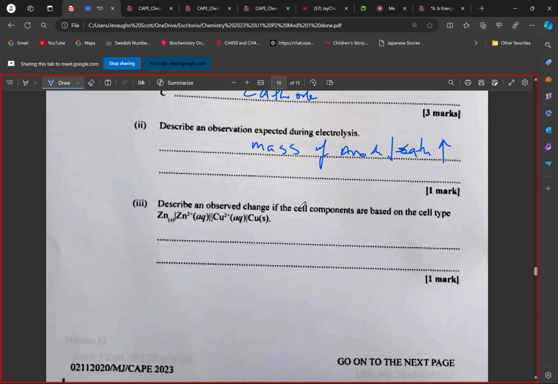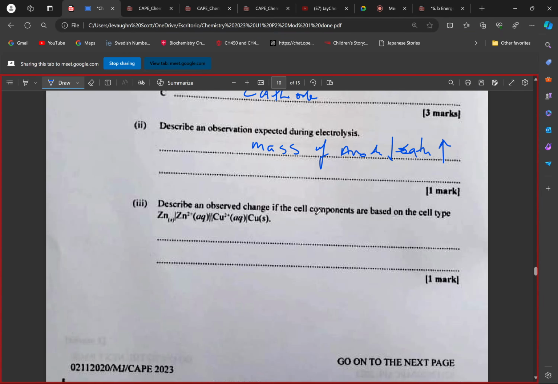Alright, describe an observed change, if the cell components are based on the cell type here. It would be an observation. Sir, you would have deposits forming on the anode side, on the copper side.